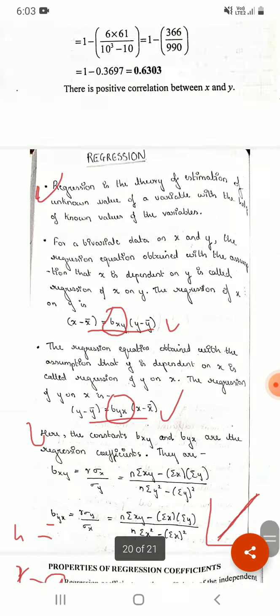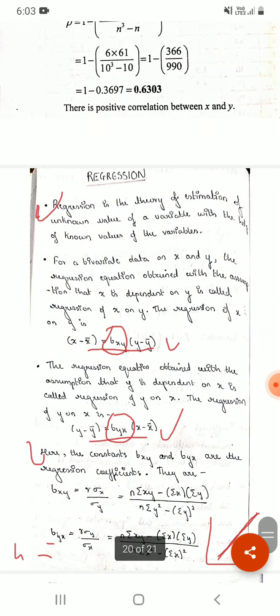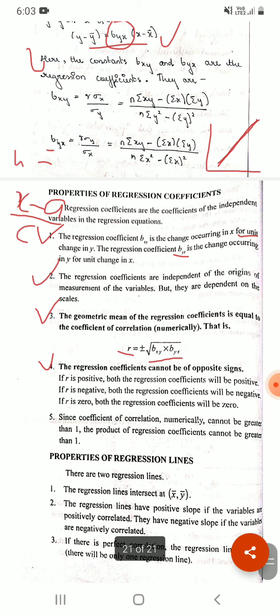So this was just the introduction of regression concept. In the next class we'll solve problems based on this. So if they are going to ask properties for 2 marks, you can write any two properties among 5 for regression coefficients.